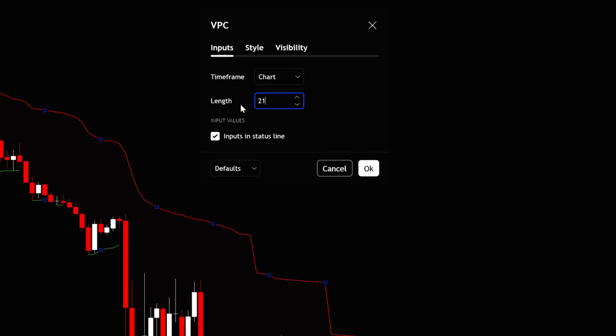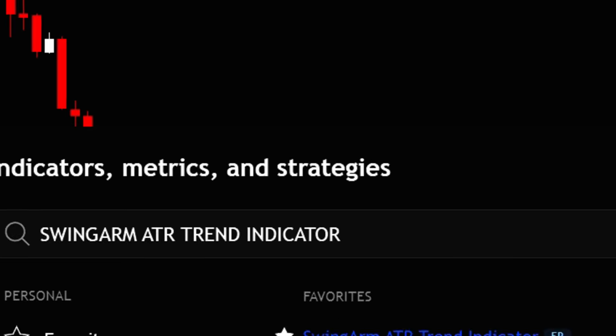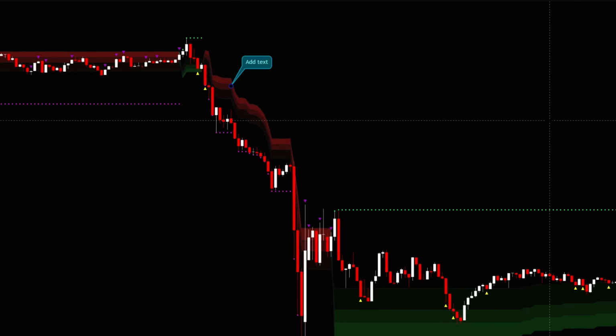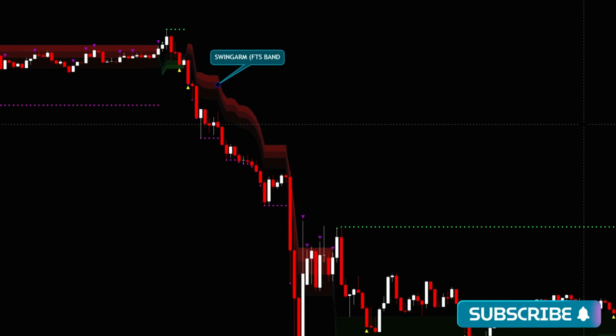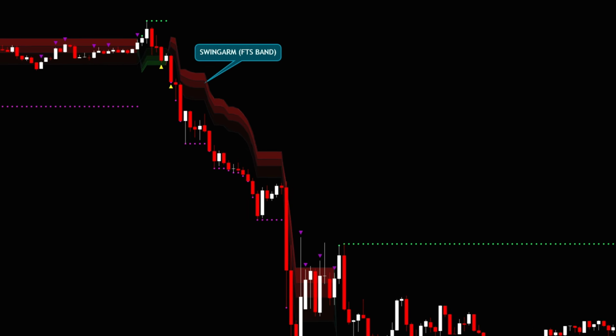And don't skip the next section, because the second tool we're adding will make the chart almost start guiding you where to look next. Now it's time for the second tool, the Swing Arm Meteor Trend, added from the indicator section. At first glance, it might look complex with triangles, bands, and extremums, but the part we care about is the swing arm band, also called the FTS band, which is calculated using ATR. Once you see it in action, it becomes obvious which zones are critical.